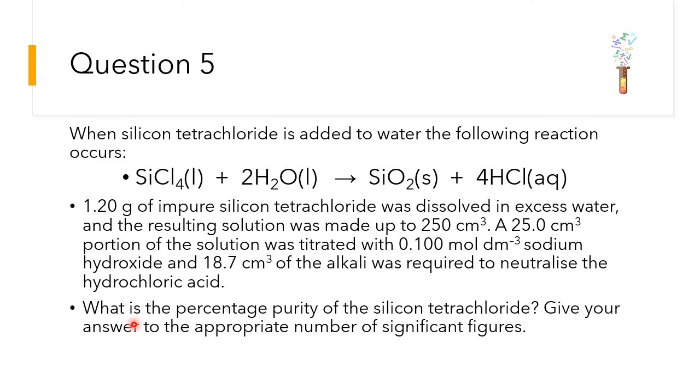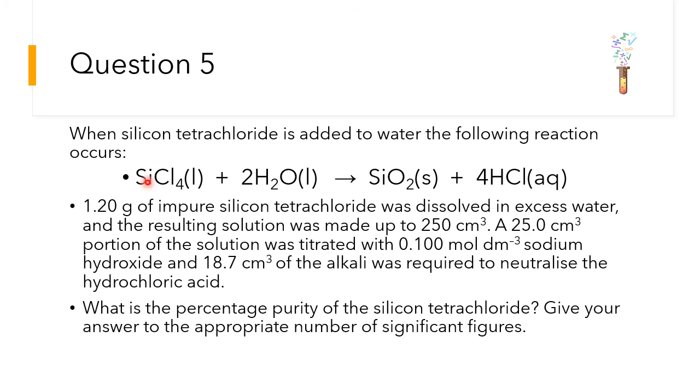And then question 5. So silicon tetrachloride, when it's added to water, it undergoes the following reaction. 1.2 grams of impure silicon tetrachloride. So what you have to be aware of is that that is not just silicon tetrachloride, that 1.2 grams. There's something else in there. It could be sand, it could be bits of fluff, it could be anything. There's just other things in that 1.2 grams. So maybe there's only a gram of silicon tetrachloride. That's what we're going to need to find out.